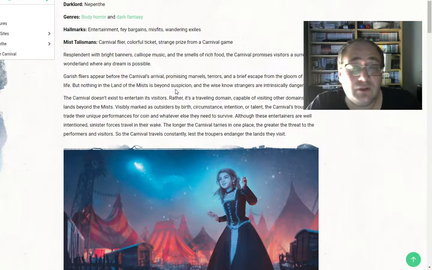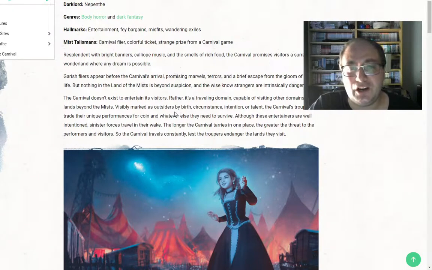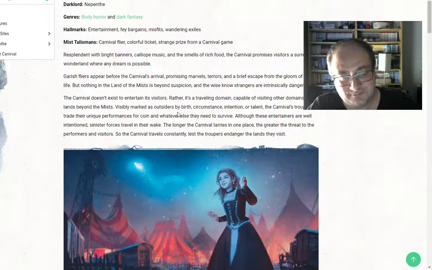And I think that's really cool. I think it's a really good idea. The problem I have is that it's never really explained really well why these dark fairy creatures follow the carnival. It's just kind of like, oh, they do. It's not really linked, for example, to the Dark Lord of this domain.